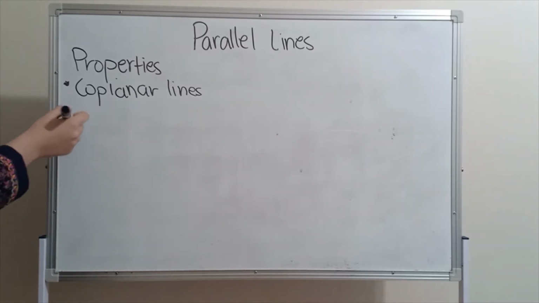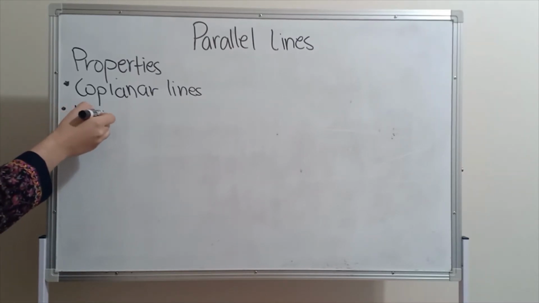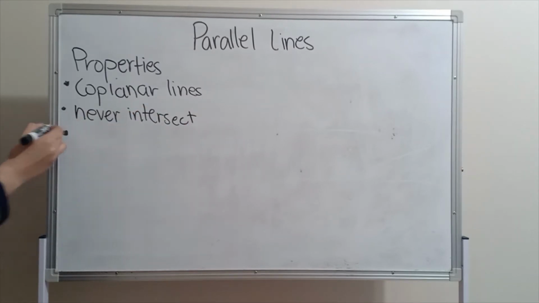The most important one is that parallel lines don't ever intersect. So they never intersect. Because parallel lines go straight in one direction, they will never intersect each other. So if they intersect, then that means that they are not parallel lines. The parallel lines also have the same slope.